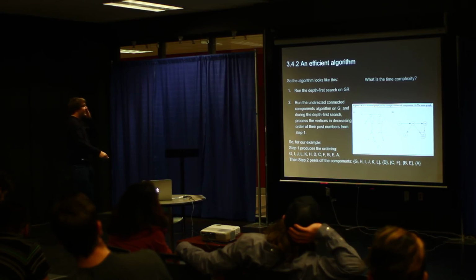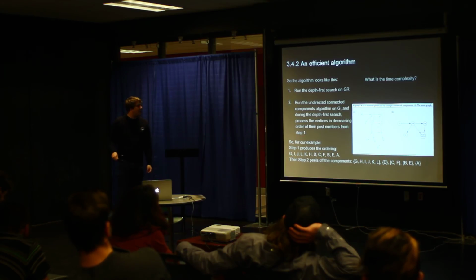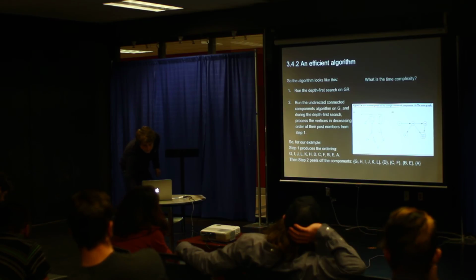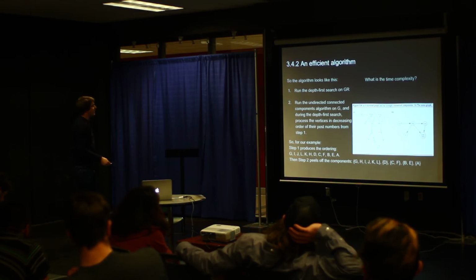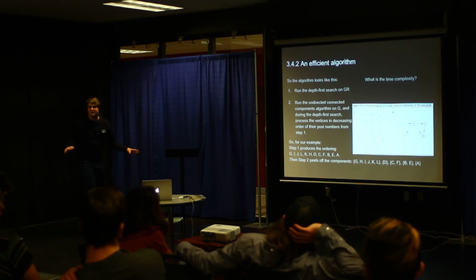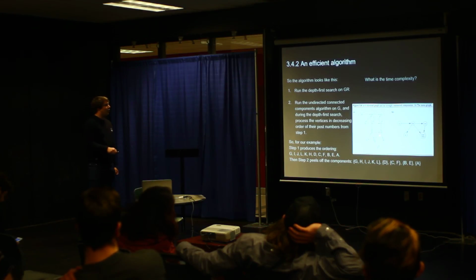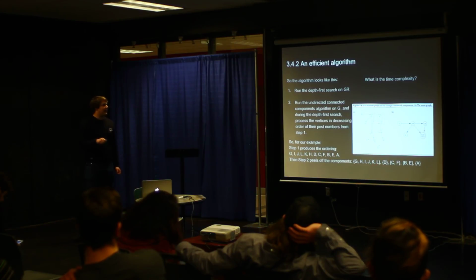So breaking this down to an actual concrete example, when we run this graph backwards and find the post numbers, we find a particular ordering. If anybody can't see that, this is too low, I'm sorry. We have some order of numbers. So we're going to start with G, and we're going to look at all of the different components associated with it. Okay, we see it's G, H, I, J, K, and L.